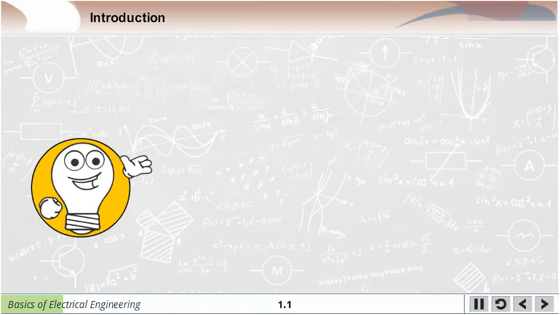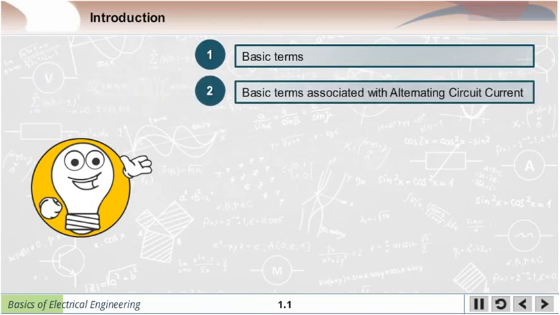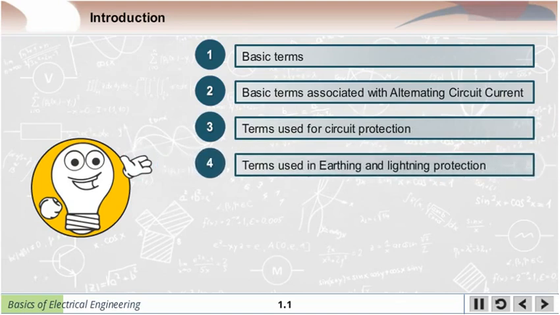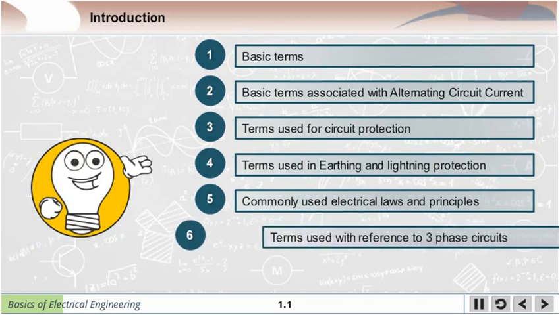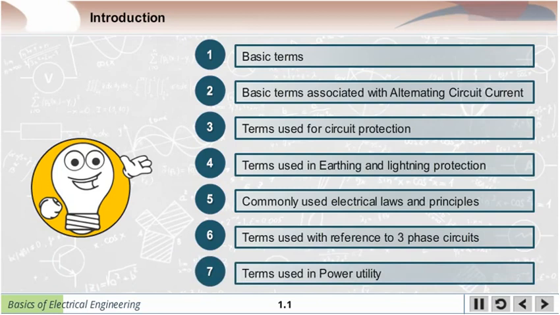The concepts are grouped as follows: basic terms associated with AC, terms used for circuit protection, terms used in earthing and lightning protection, commonly used electrical laws and principles, terms used with reference to three-phase circuits, terms used in power utility.